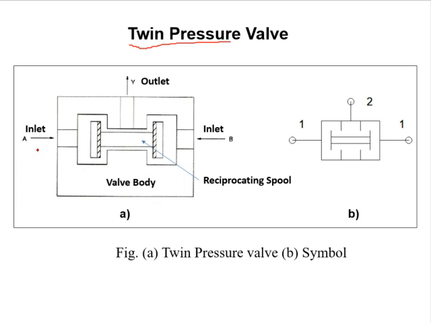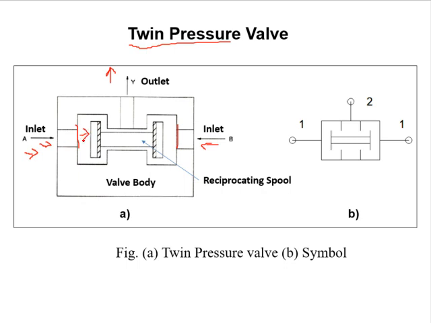As we can see in this diagram, it has a valve body, a sliding or reciprocating spool, two valve positions and the valve seat here. It has two inputs, A and B, and one output Y. Let's say there is pressure at the inlet A. It will act with force on this wall.